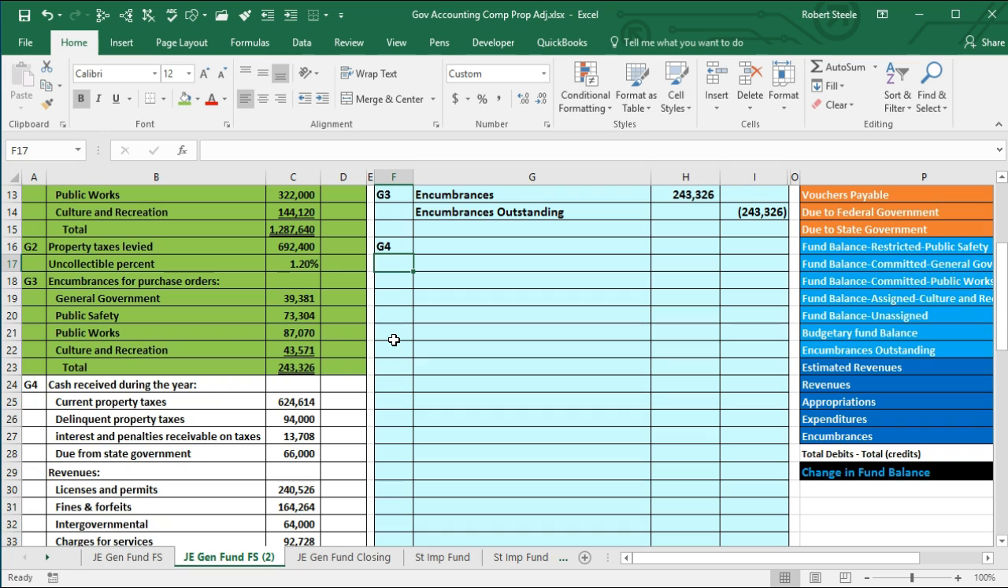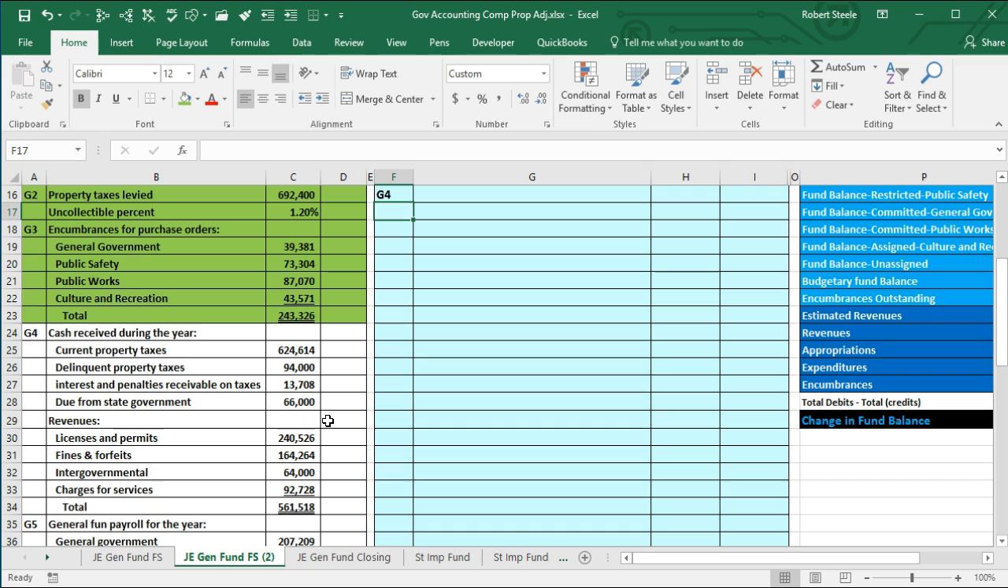So we're going to record the cash receipts. Why did we get cash? We had current property taxes. We had delinquent property taxes. We had interest and penalties receivable on taxes. And then we got money that was due from the state.